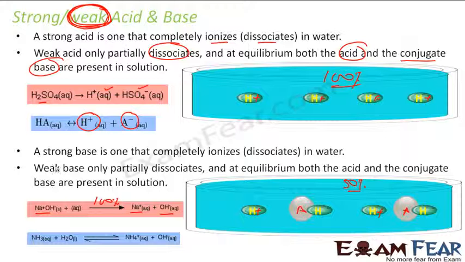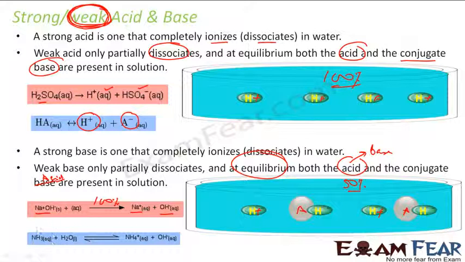But again, a weak base is one which is partially dissociated, and it exists in equilibrium. Here also we have both acid and the conjugate base. Here we have both base and conjugate acid. We'll discuss more about this when we talk about conjugate base and conjugate acid.